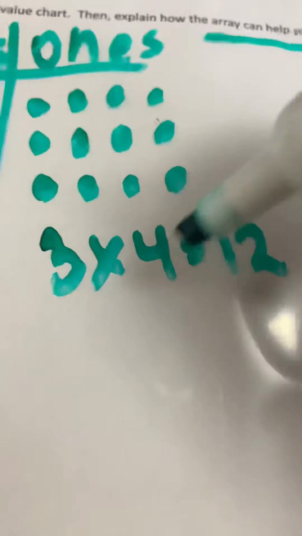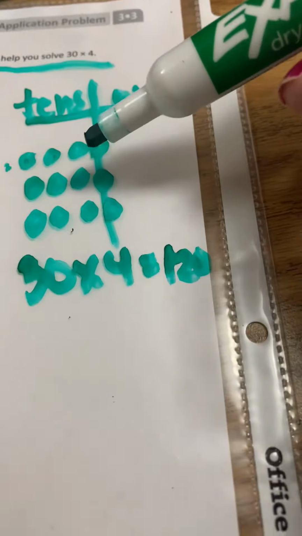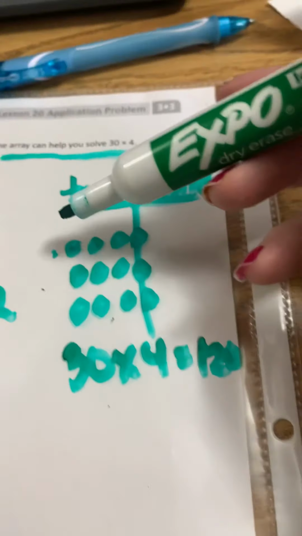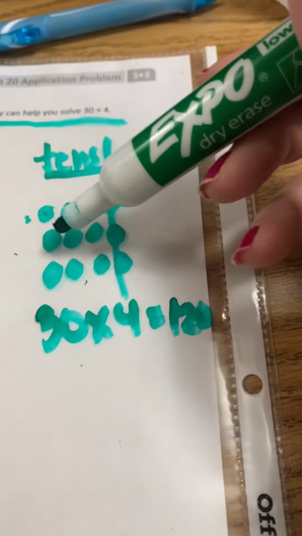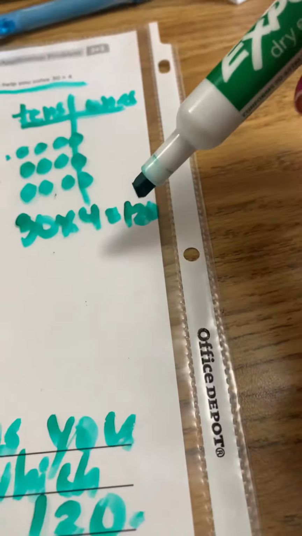So I took the same chart here, but I put it in the tens place instead because we're talking about 30 instead of 3. So these are all tens instead of ones. So again, though, if you add them up, because there's still 3 groups of 4, they're just tens this time. So it's 10, 20, 30, 40, 50, 60, 70, 80, 90, 100, 110, 120. 30 times 4 equals 120.